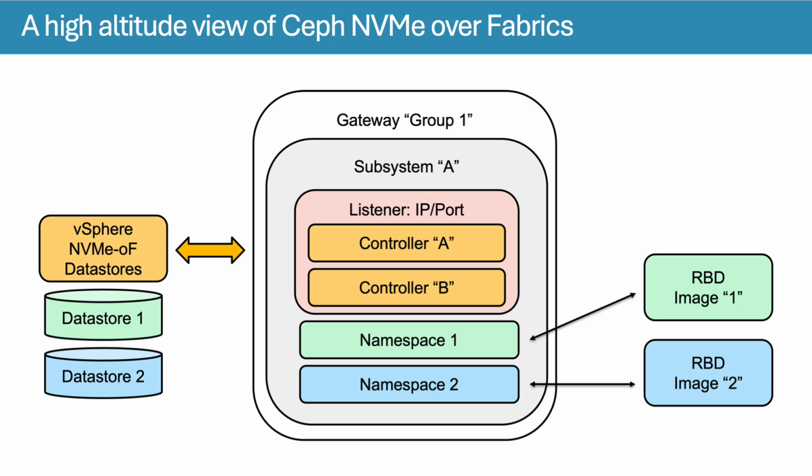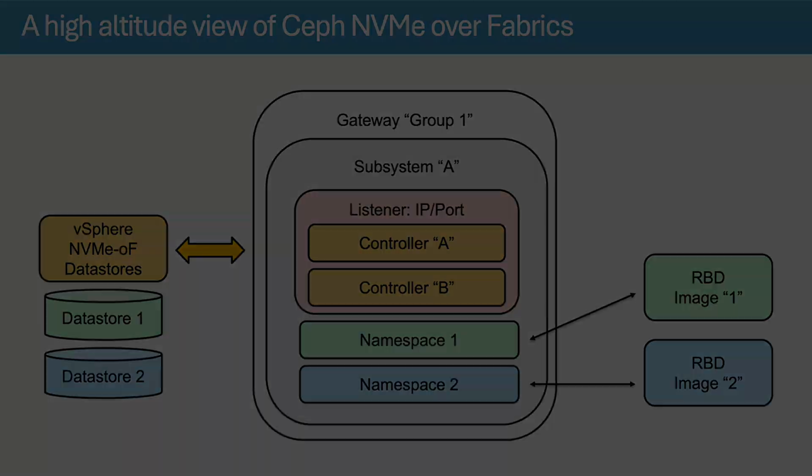Next is the namespace. In this diagram, we see namespaces 1 and 2. We can think of a namespace as a LUN or a volume, something the NVMe client will consume for storage operations. Finally, we have the controllers. Controllers are internal data movers, or storage engines. They are ephemeral, and the Ceph cluster spins them up and down as needed in response to NVMe client connections. With that as our baseline of understanding, let's get to the live demonstration.